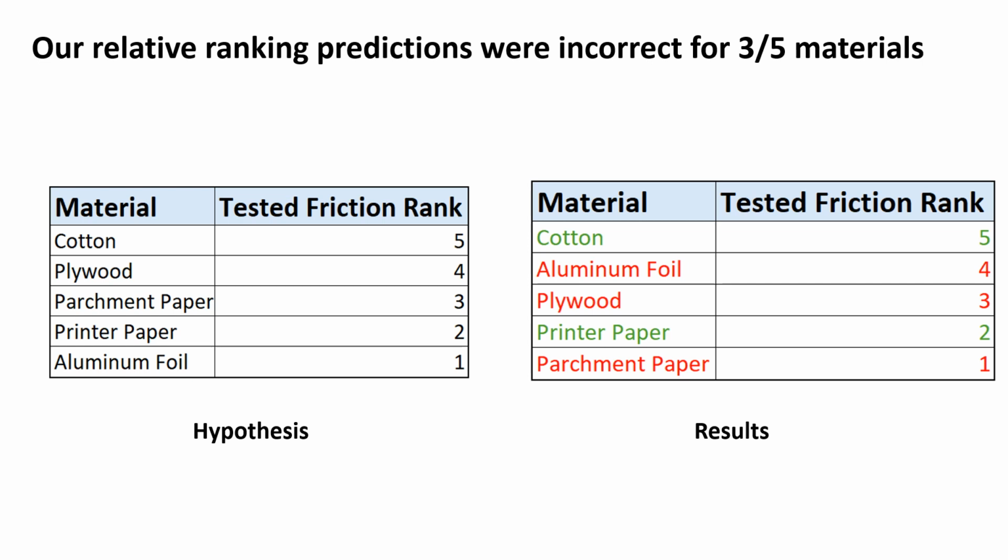While comparing our relative rankings as predicted in our hypothesis with those found from our results, we found that 3 out of 5 of our predictions were incorrect. While formulating our hypothesis, our group predicted that aluminum foil would have the least friction, followed by printer paper, then parchment paper, plywood, and finally cotton. However, after testing, we found that the material with the least friction was actually parchment paper. Aluminum foil, which we had predicted to be the smoothest material, tested as the second highest friction material.